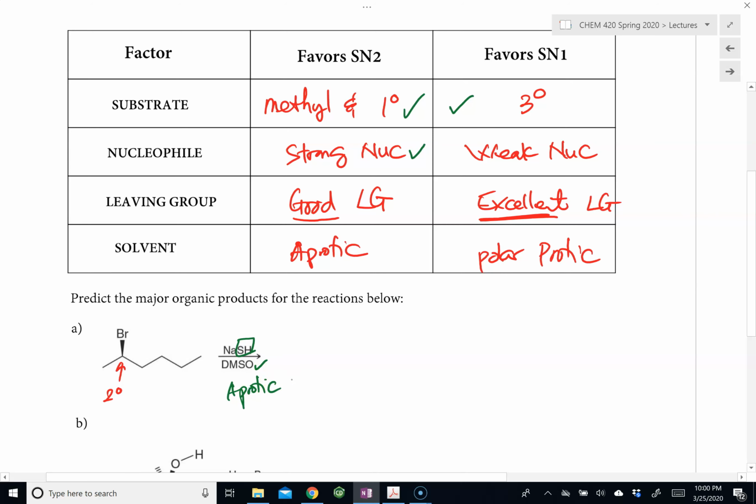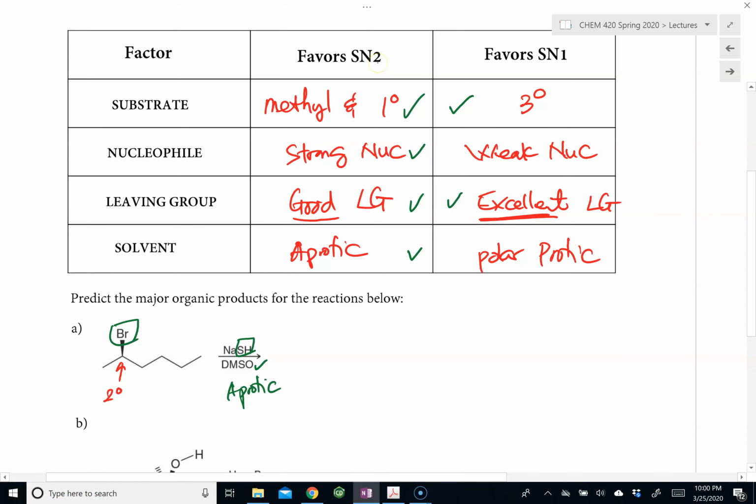And the polar aprotic solvent will then favor SN2. And lastly, the leaving group. Bromine is a good leaving group, so in this case, it would do both. So when we check all of these boxes, we will see that the conditions that we have in here check off every box for SN2.